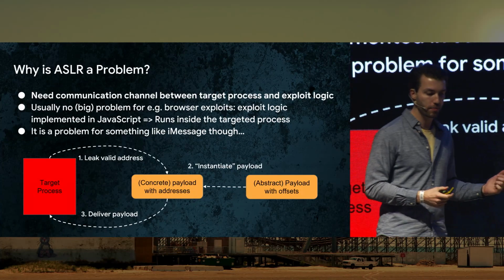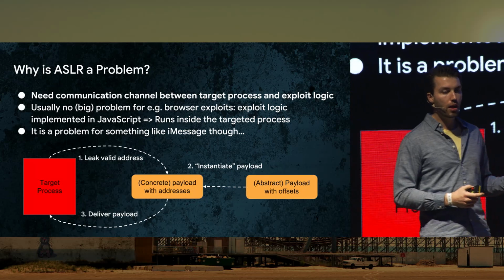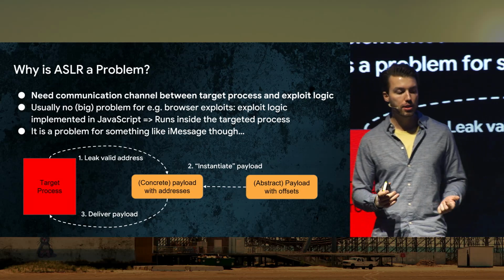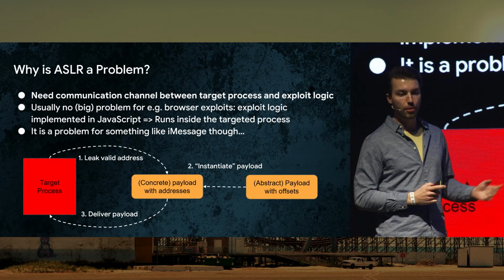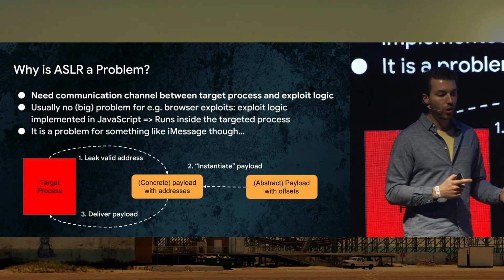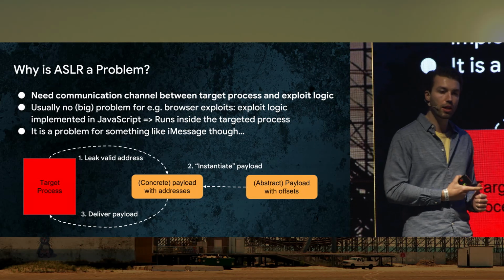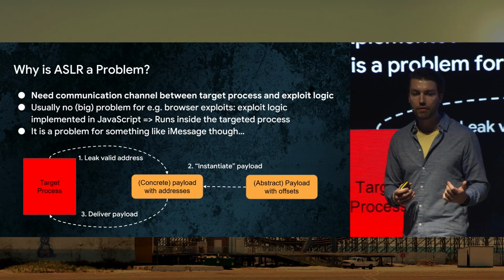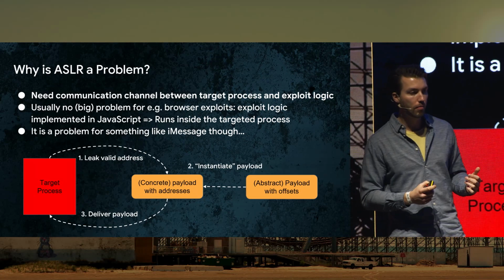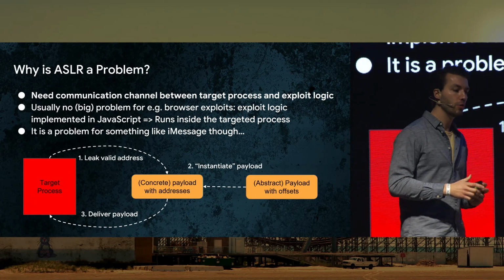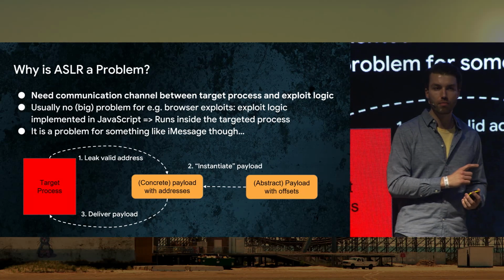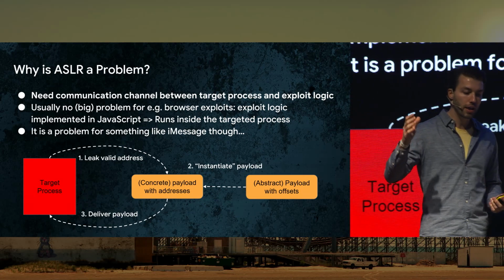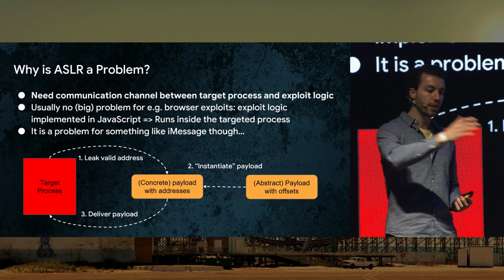Now, why is this hard? If you think about how, on an abstract level, a typical memory corruption exploit works, it's these 3 steps at the bottom. The first step is you have to leak a valid address from the target process, right? You don't know where addresses are. You have to leak an address of something, and then you can figure out where some library is, for example. And then you have what I call the abstract payload here. For example, you might have a ROP chain that is just offsets. So that is your abstract payload, just that ROP chain with offsets into some library.